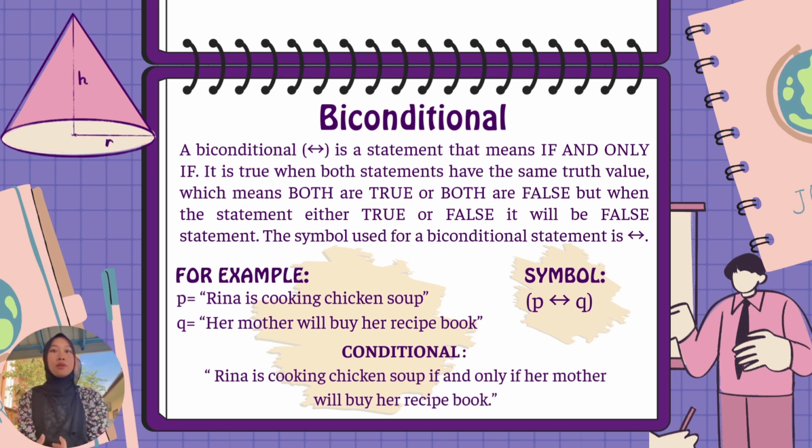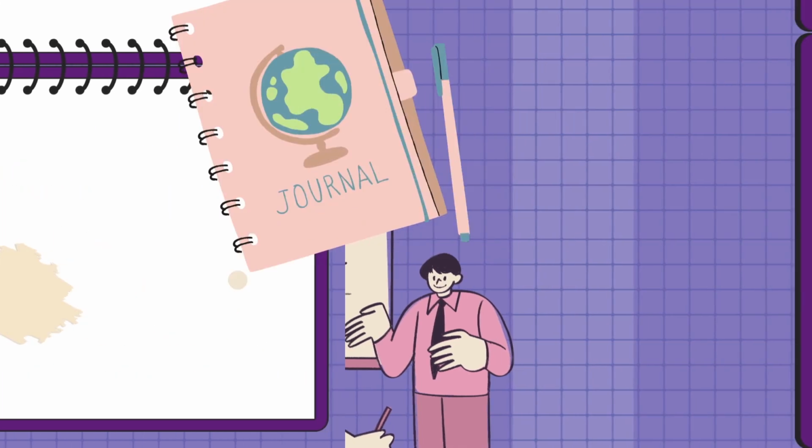For example, P equals Rina is cooking chicken soup. Q equals her mother will buy her a recipe book. Then the symbol will be P biconditional Q, and the statement is: Rina is cooking chicken soup if and only if her mother will buy her a recipe book.